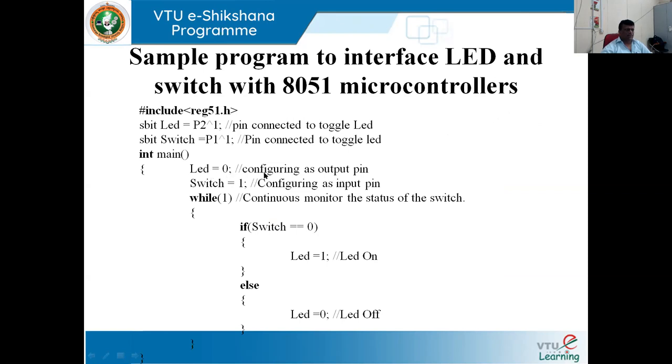LED is 0, configure as output pin. Then switch is equal to 1, configuring the switch as an input pin, right? So let us have a condition while(1), that means you continuously monitor the status of the switch. If switch is equal to 0, then LED is on, else LED will be off, right? This will change if you change the logic, positive logic and then negative logic, right?